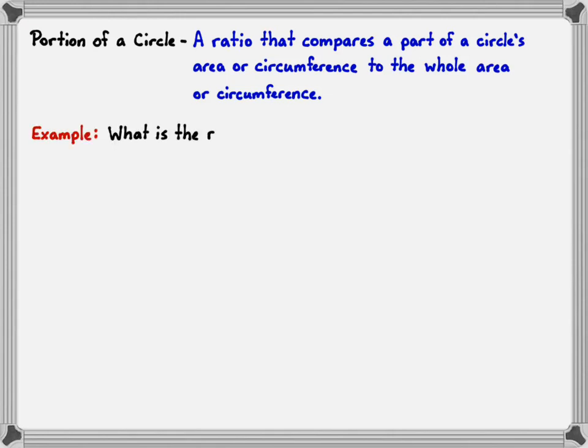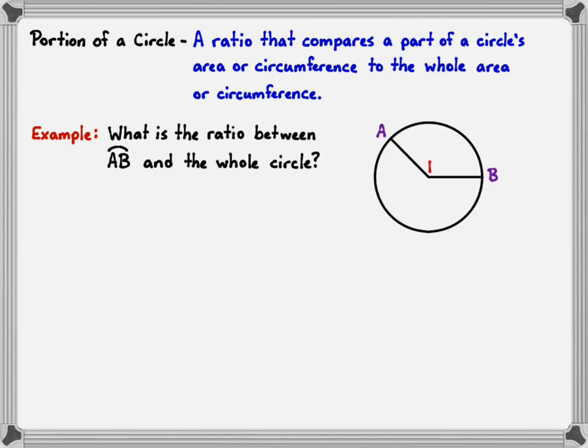Okay, so let's take a look at this. It's pretty straightforward. What is the ratio between arc AB and the whole circle? Well, arc AB is this arc here. Okay, so what is the ratio between this arc and the whole circle? Well, you notice that we have this little degree measurement here. If you remember, a whole circle, to go all the way around, if you were to stand at the center and face A, and then turn all the way around until you're back to looking at A again, you would have gone a total of 360 degrees. You would have turned 360 degrees.